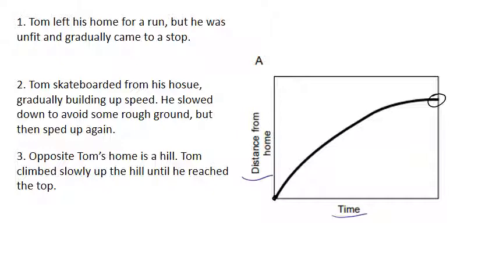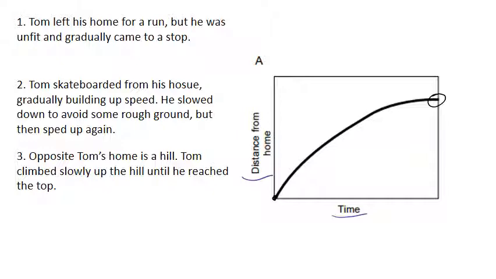So let's try number 2. Tom skateboarded from his house, gradually building up speed. He slowed down to avoid some rough ground, but then sped up again. I don't feel like that one fits, right? It doesn't show anywhere where he slowed down and then sped up. In the case we're looking at, he basically is slowing down as time goes on.